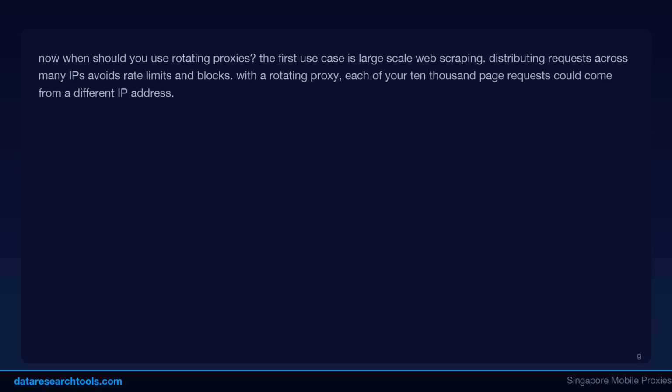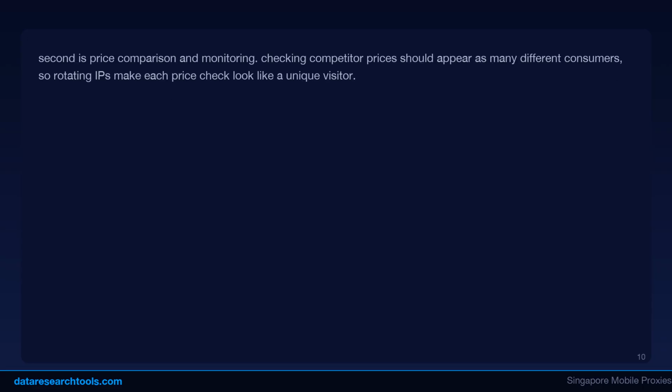Now, when should you use rotating proxies? The first use case is large-scale web scraping. Distributing requests across many IPs avoids rate limits and blocks. With a rotating proxy, each of your 10,000 page requests could come from a different IP address.